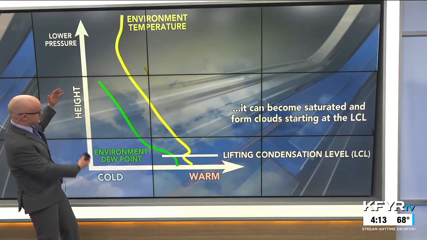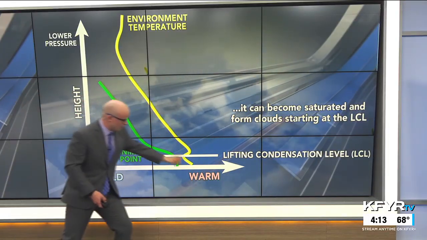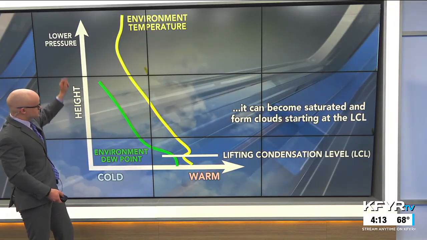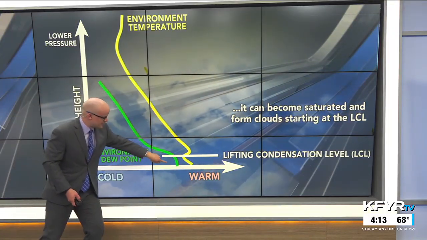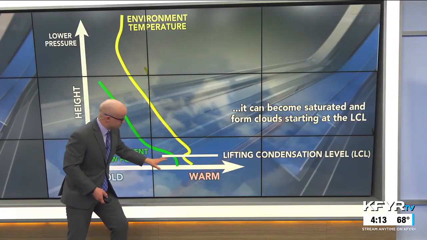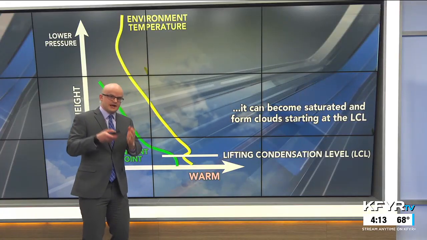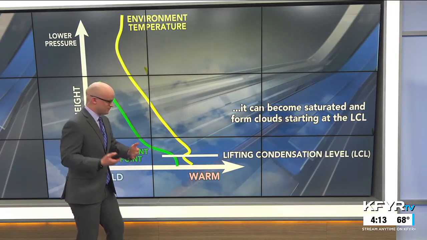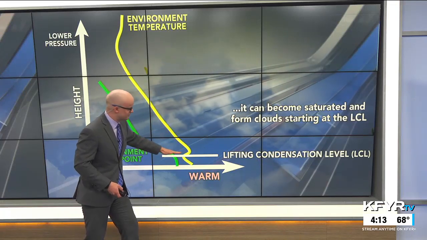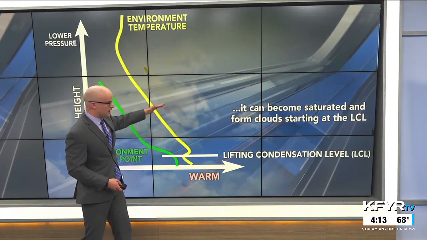So again, that same plot that I had on the last slide with colder air on the left, warmer air on the right, and increasing height in the atmosphere, so lower pressure aloft. The environmental dew point and the environmental temperature are plotted here, and when those are closer together, we can get the air to be saturated and for condensation to occur to form clouds. And again, that happens at our LCL, or lifting condensation level. That's where the cloud base is, and then we'll have clouds starting to form above that.